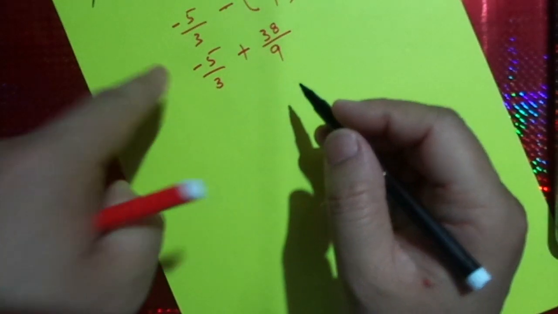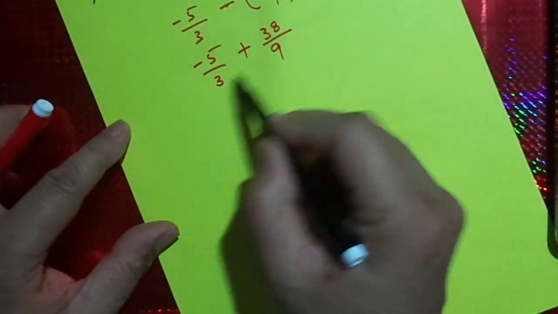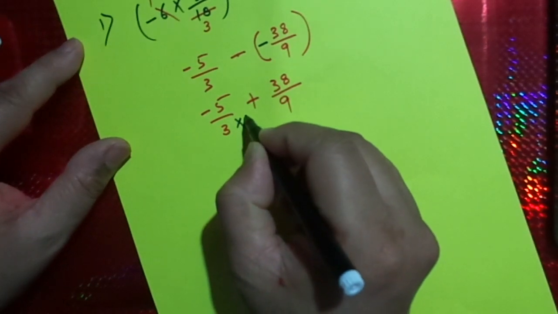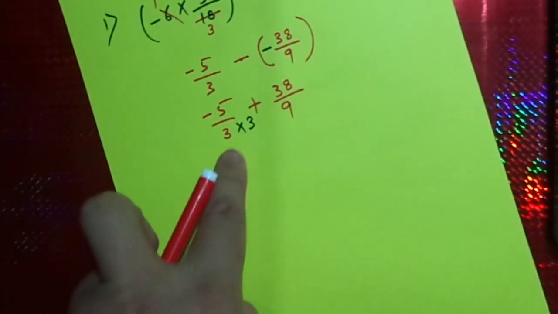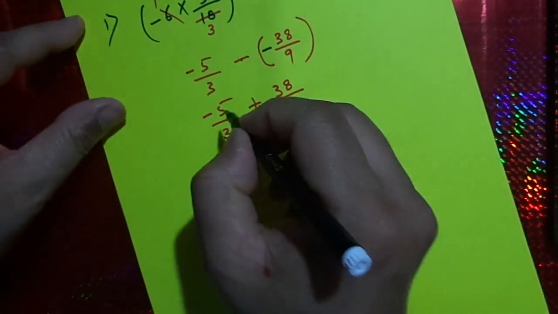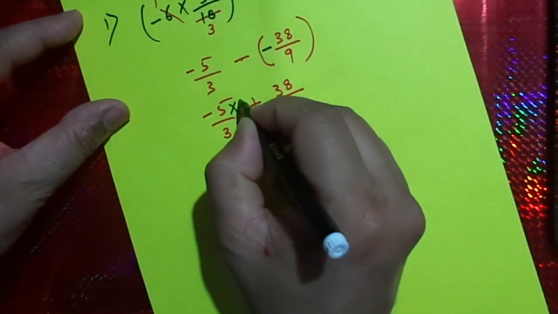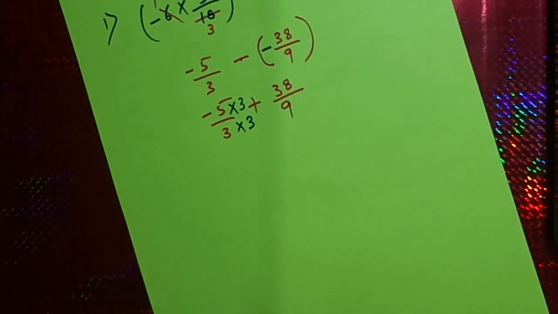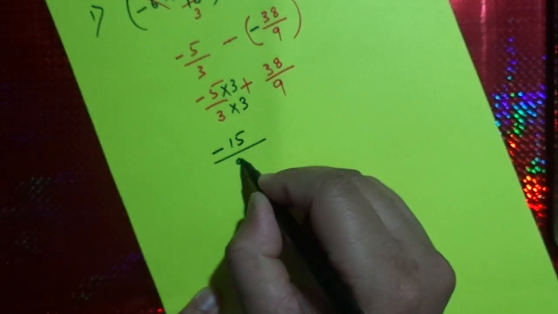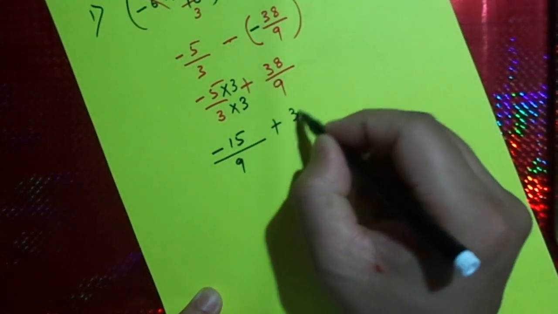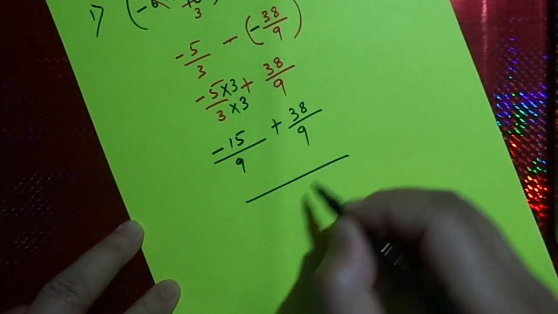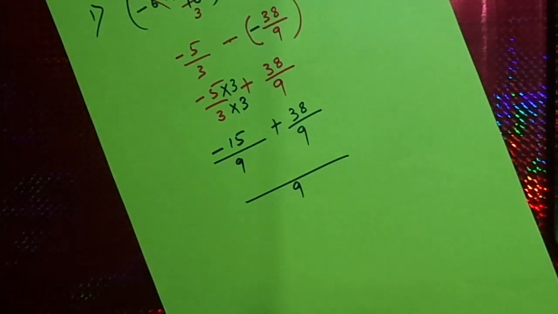I do not stick to one process. Here I find that this can be solved. As I said, the denominator should be same. So here what can you do? If you multiply the denominator by 3, this will become 9. And as I said, it doesn't belong to our property, so naturally I have to multiply the numerator also by 3. So the number becomes minus 15 by 9 plus 38 by 9. Now can you add it? I hope you will not say no.